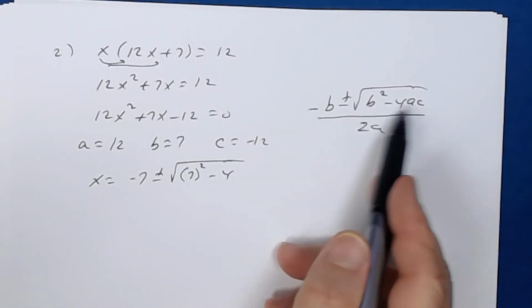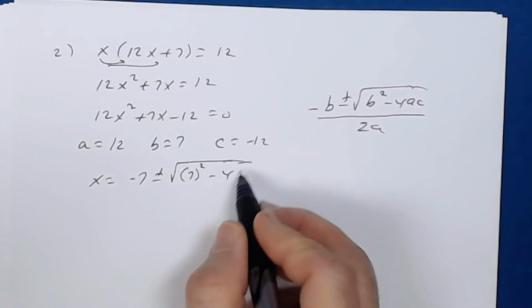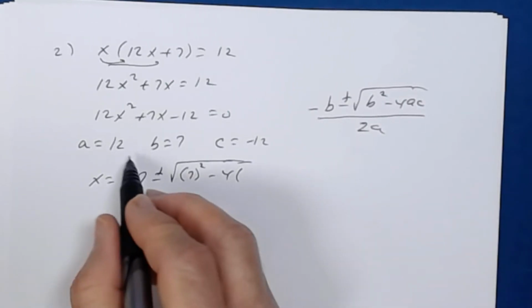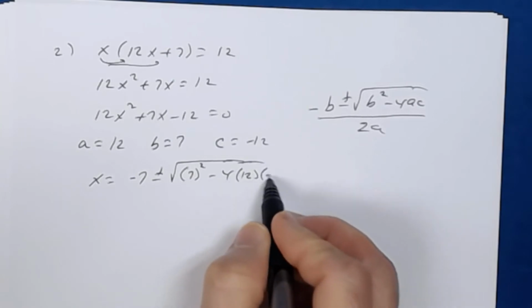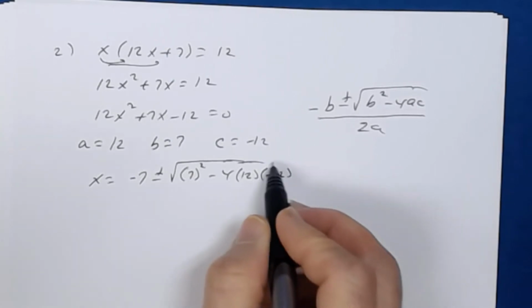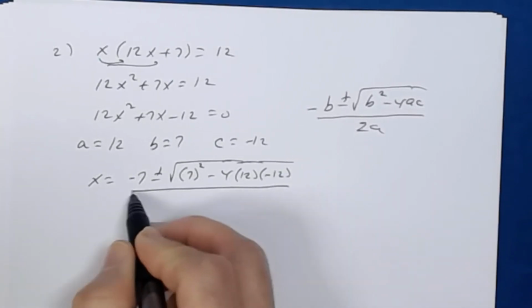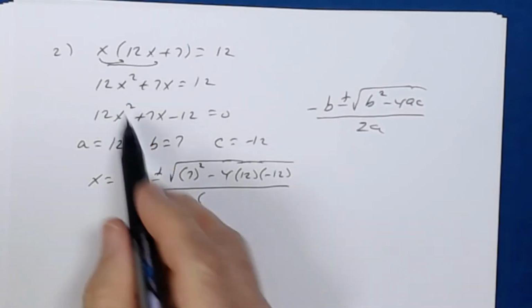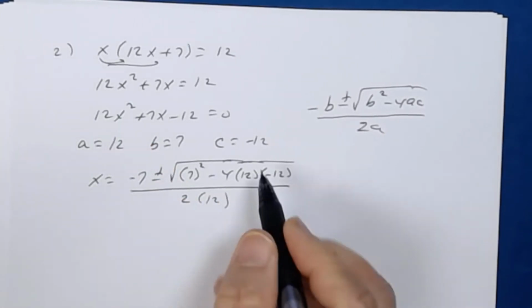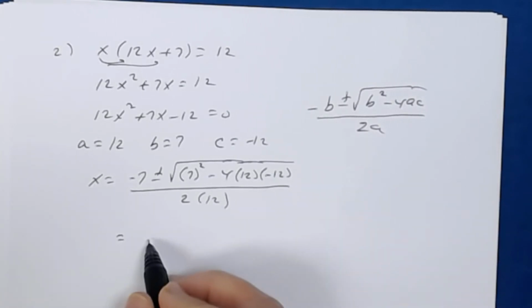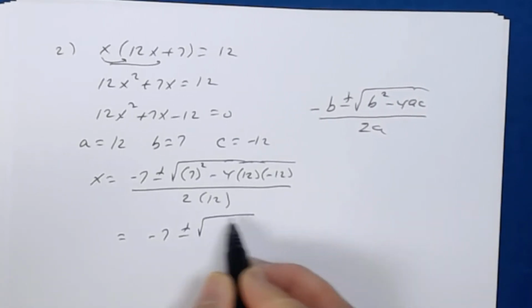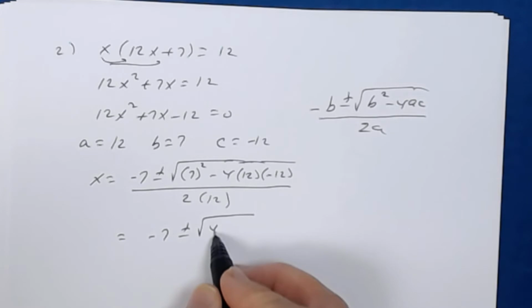Put all these in parentheses right here: a, b, and c. Minus 4 times a, a is 12, times c, which is negative 12, right? All divided by 2 times a, and a is 12. Okay? So I get negative 7 plus or minus the square root of 7 times 7, which is 49.